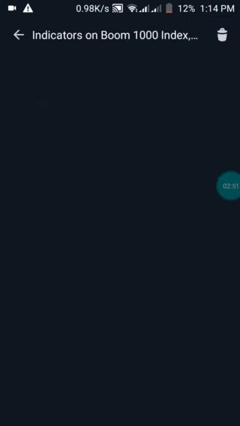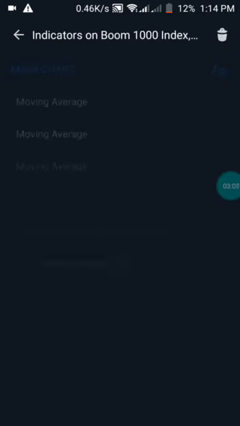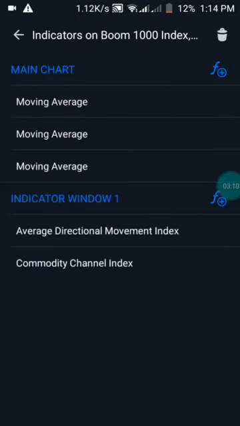And also we have the third moving average, which is the 200 period, with shift 0. We have our method to be exponential, apply to close. Then you put yellow color also. I'm just giving the period 150 and the period 200 the same color so that I can really identify the two. But you can also choose different colors for them for easy identification.